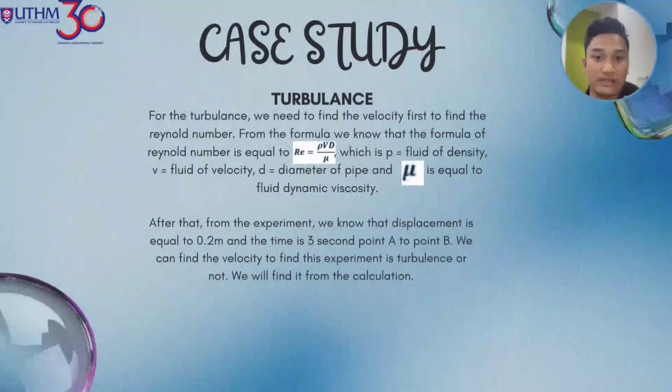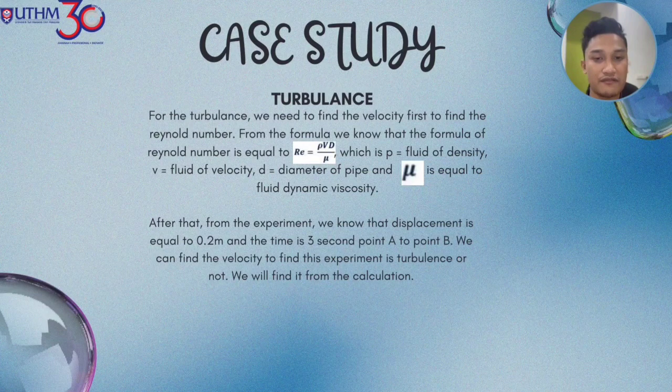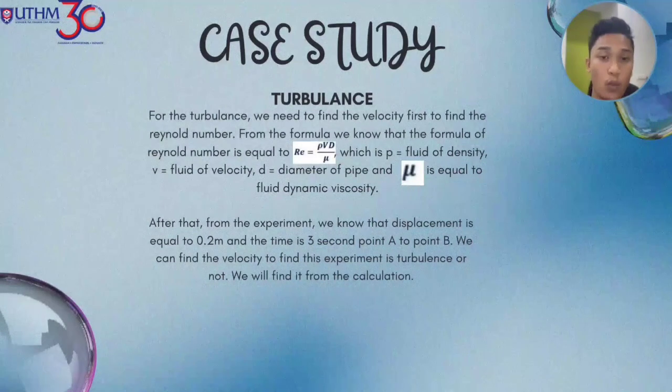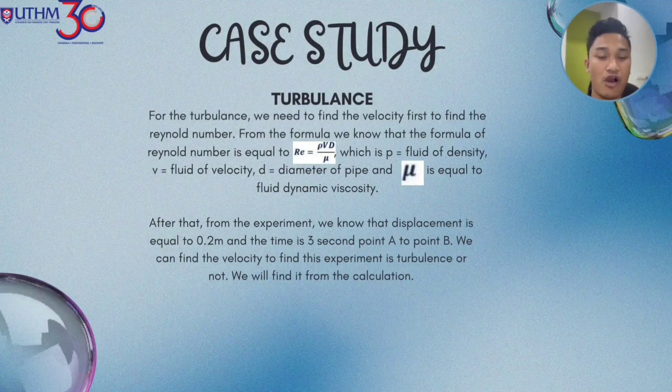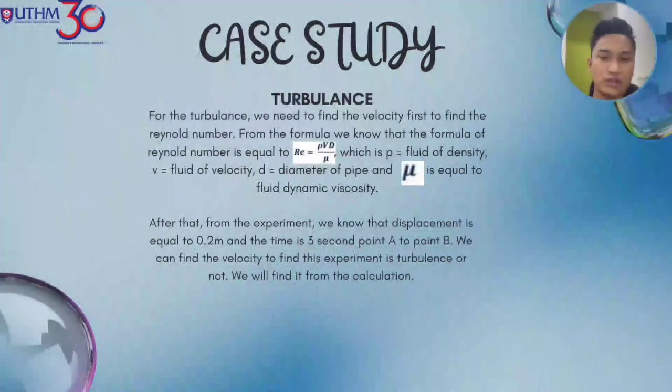Alright, next I will talk about the case study for turbulence. For the turbulence, we need to find the velocity first and then find the Reynolds number. From the formula, we know that the formula of Reynolds number is Re equals rho V d over mu, where rho is fluid density, V is fluid velocity, d is the diameter of the pipe, and mu is the fluid dynamic viscosity.